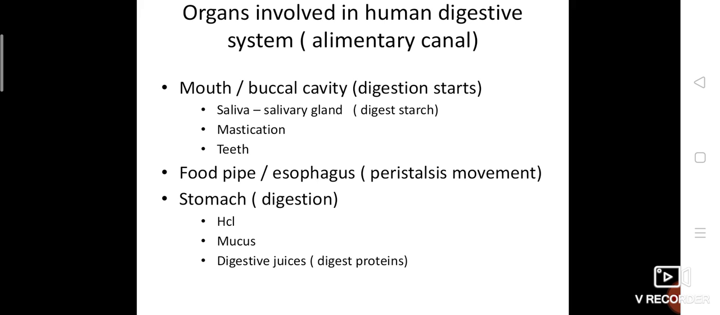The stomach is secreting the acid called HCl, that is hydrochloric acid. It also secretes mucus to protect the stomach from the acid. And it secretes digestive juice. For what purpose? To digest proteins, and it digests only proteins, not fats and all. Even though it digests protein, it won't digest completely. So protein digestion is also partial digestion.